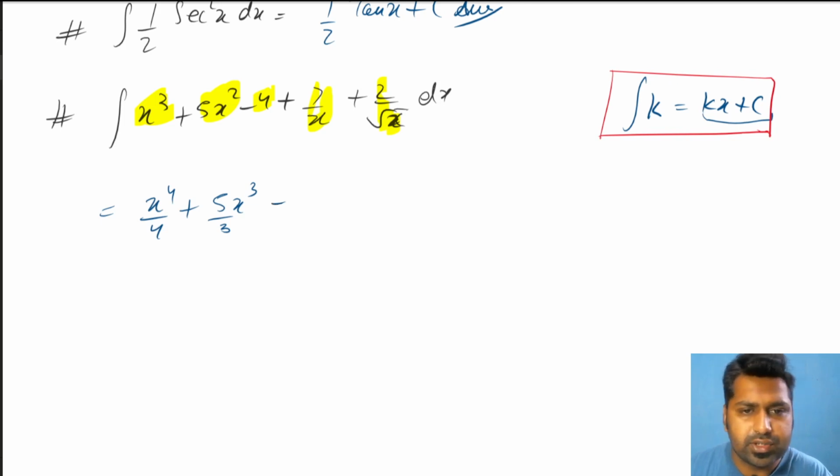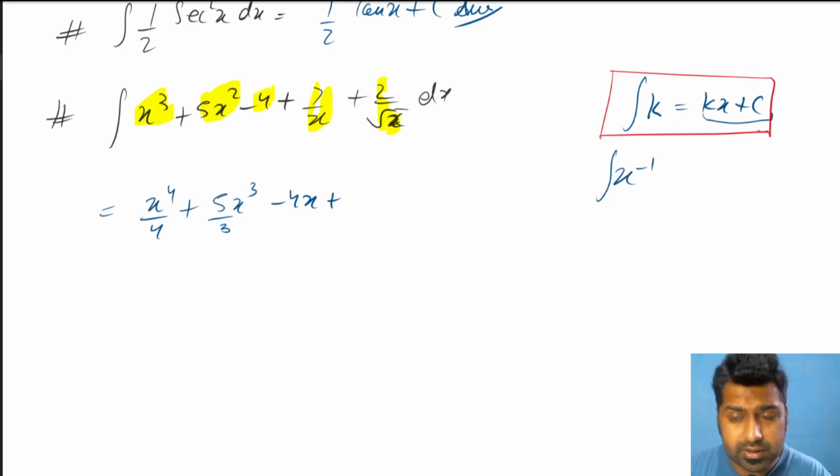So minus 4 integration, minus 4x, 7 by x. Remember, this cannot be done by increasing the power of x raised to power minus 1, because if you increase the power, the denominator becomes 0. Separately, you should know 1 by x integration is log x. So 7 log x.